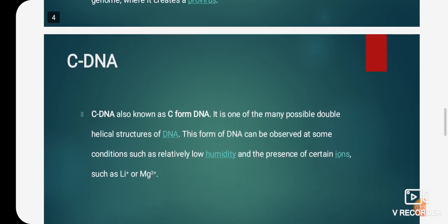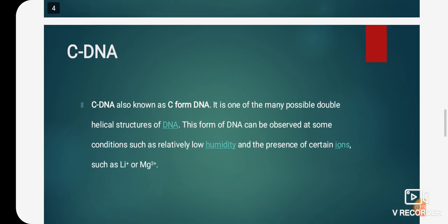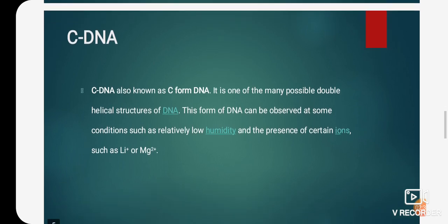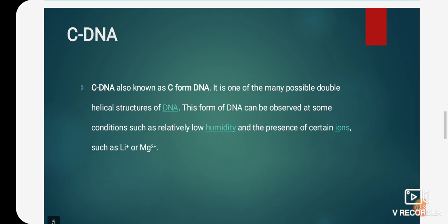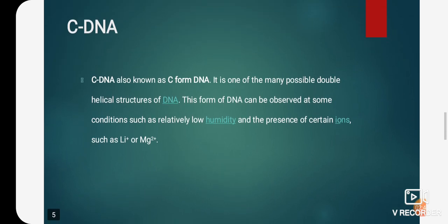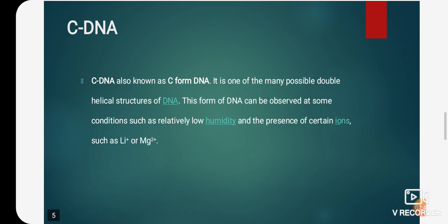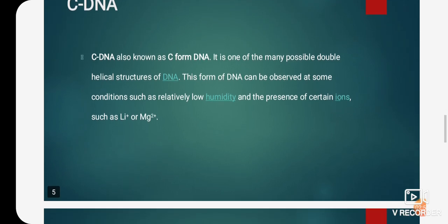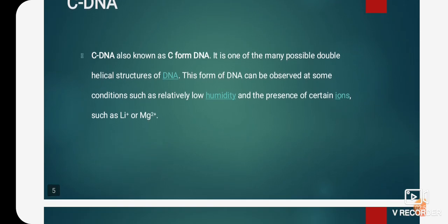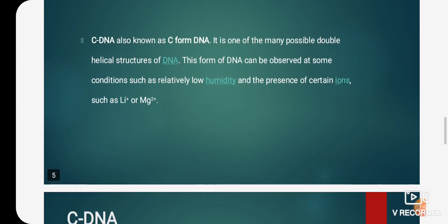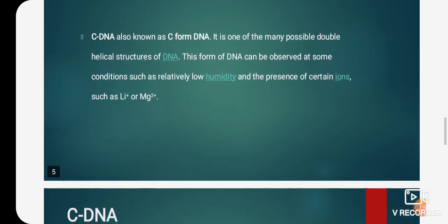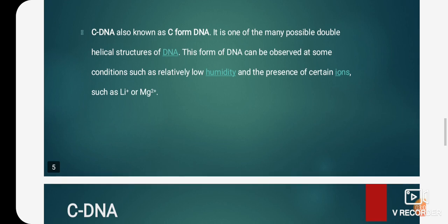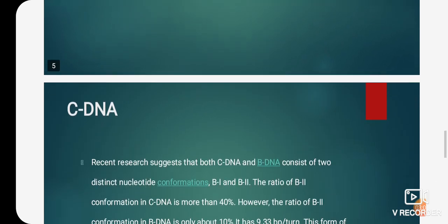Students, it is very important to understand that cDNA, also known as C-form DNA, is one of the many possible double helical structures of DNA. This form of DNA can be observed at some conditions such as relatively low humidity and the presence of certain ions such as lithium and magnesium ions.